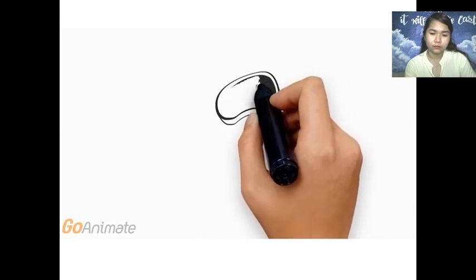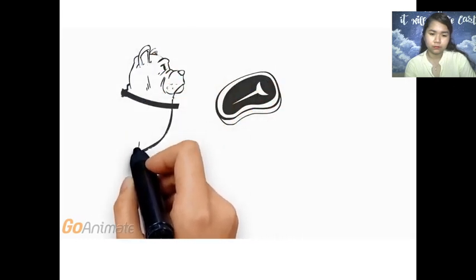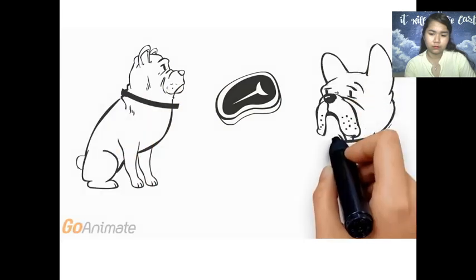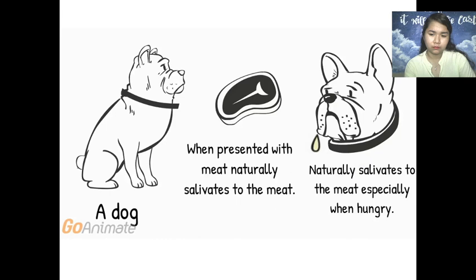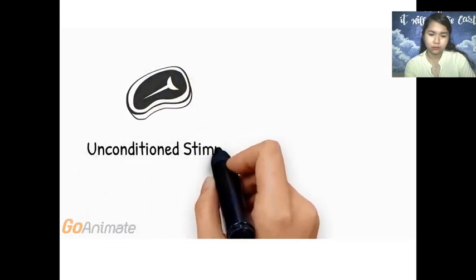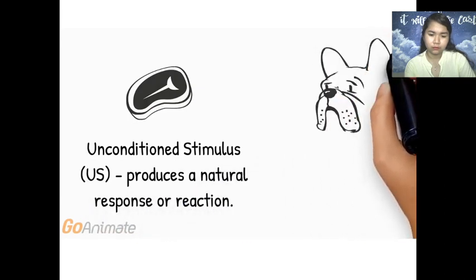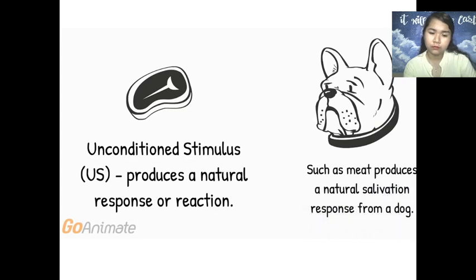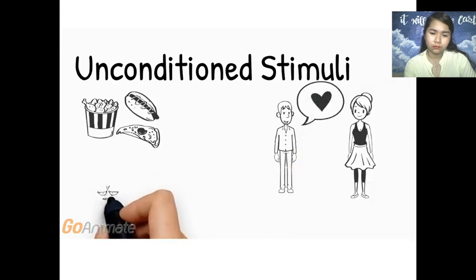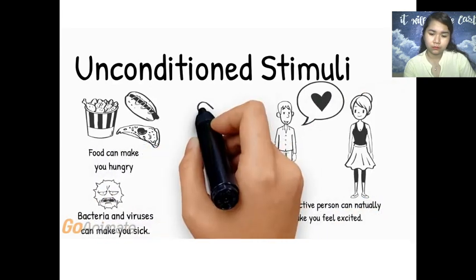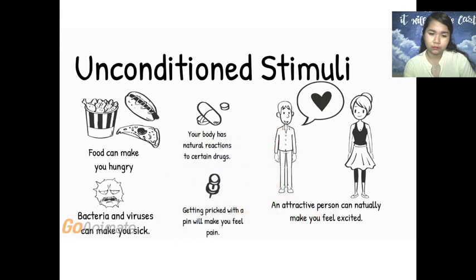First thing that Pavlov did was he presented a piece of meat to dogs, and of course, like most hungry dogs, they would salivate or drool when they saw the piece of meat. The unconditioned stimulus in this case is the meat, because the meat produces a natural reaction from the dog, the dog salivating. Anything in your environment that produces a reaction that's not a learned reaction is called an unconditioned stimulus. Remember that an unconditioned stimulus is something that you don't have to learn. So you don't have to learn to feel pain after you get pricked with a pin. You don't have to learn to get sick after being exposed to bacteria or a virus. Food, bacteria, viruses, getting pricked are all examples of unconditioned stimuli.